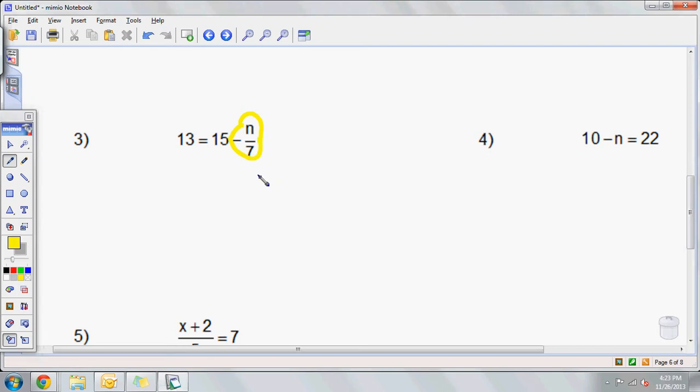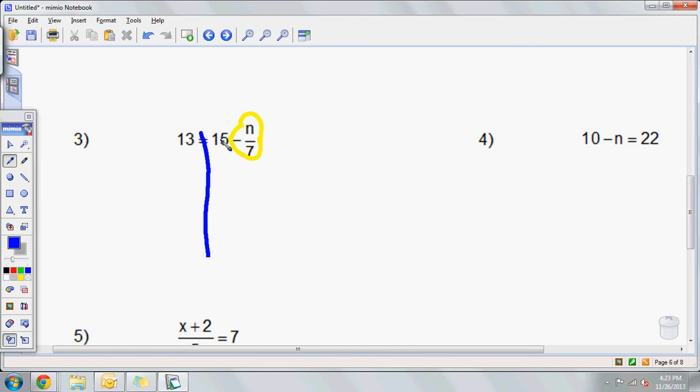Okay, because that's where the n is. Okay, n is being divided by 7, negative n. So the first thing, the easiest thing to get rid of on the side of the variable would not be a 7. Okay, the easiest thing to get rid of would be this 15.